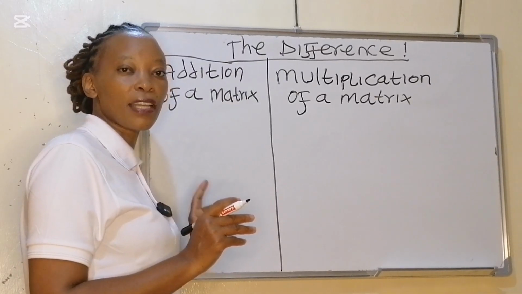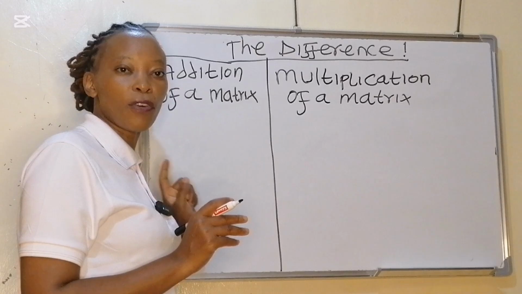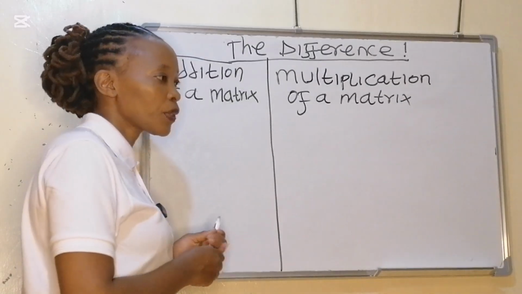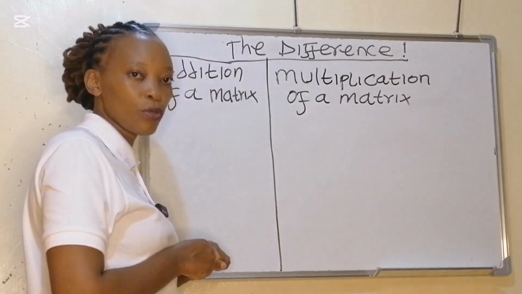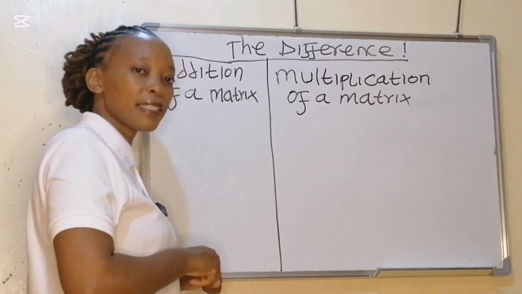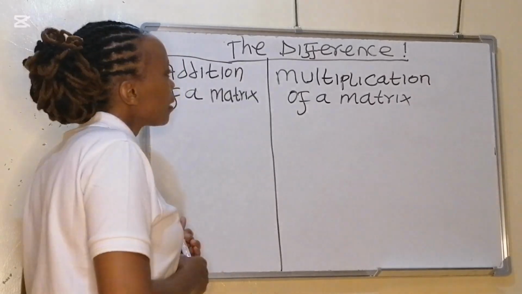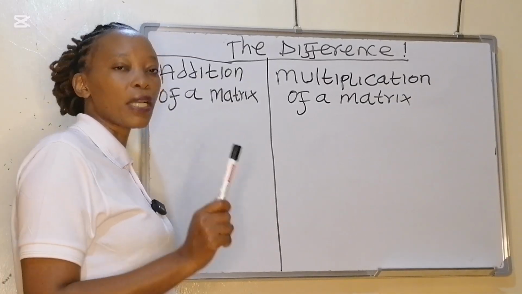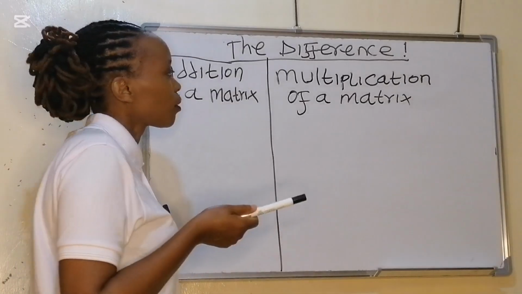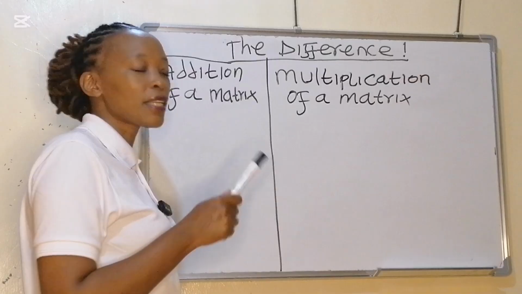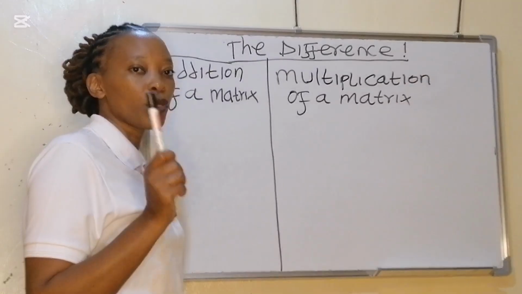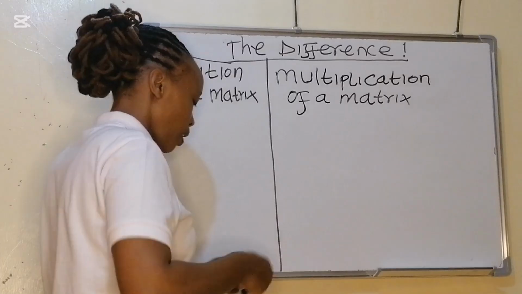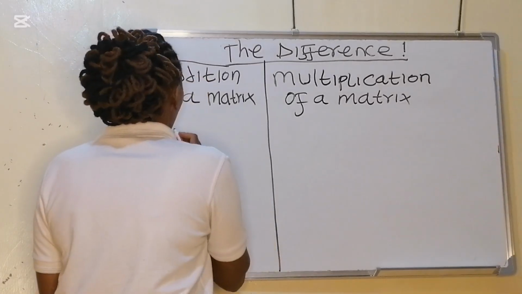Every time you are given a matrix, the first thing you should do is read the matrix. And a matrix is read using row by column. That's how we read a matrix. How many rows and how many columns does it have? We start with rows, then columns. Let me demonstrate how we read a matrix using an example.